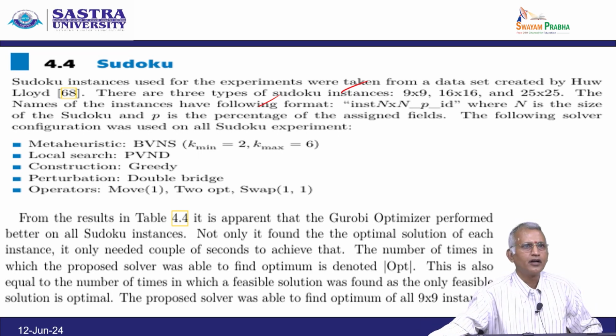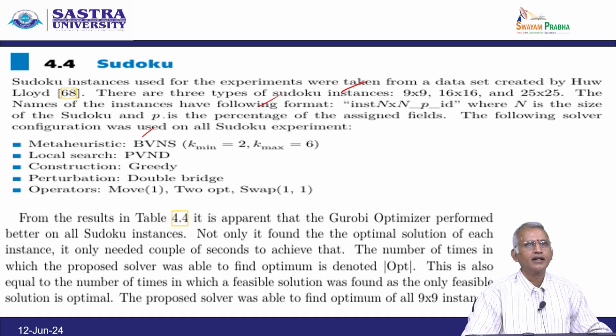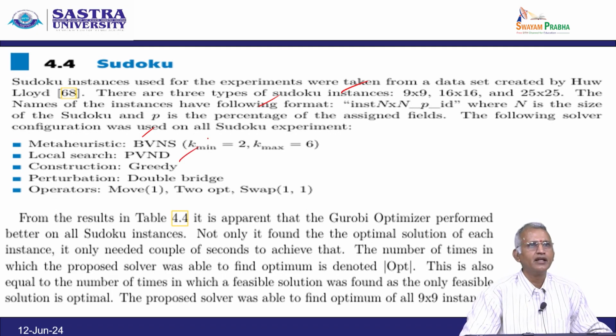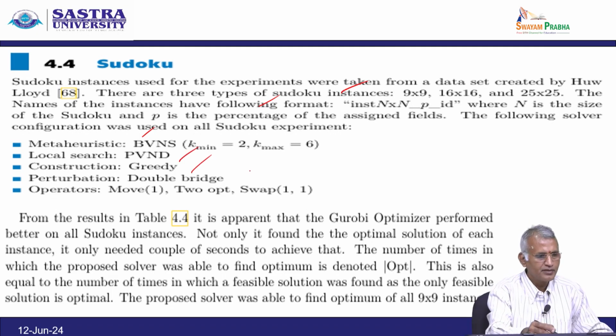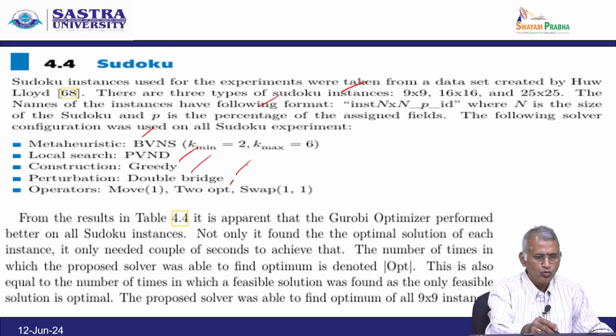The following solver configuration was used in all Sudoku experiments. The metaheuristic is BVNS, k minimum is 2 and k maximum is 6, the local search is PVND, construction is greedy, perturbation is double bridge, and the operators are move 1, 2 opt and swap 1 1.